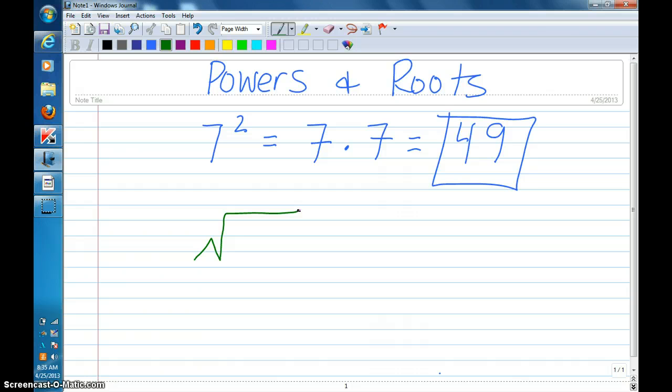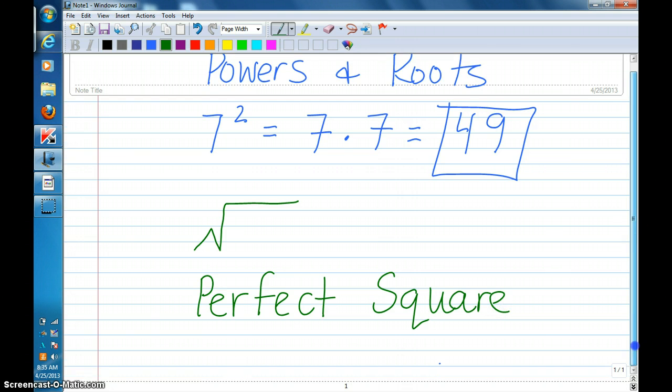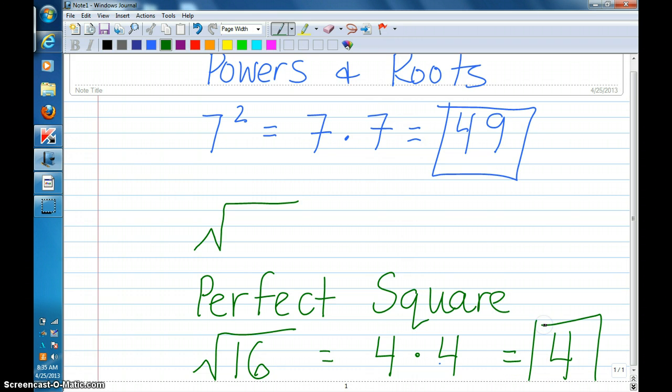There are things called a perfect square. A perfect square is when it comes out to a whole number. So for example, when you are taking the square root of, let's say, 16, we are thinking what times what would equal 16, and it has to be the same number. So 4 times 4 equals 16, so the square root of 16 is 4.